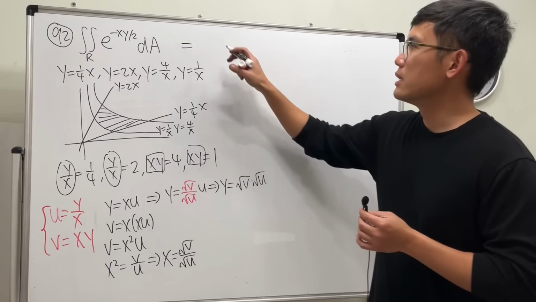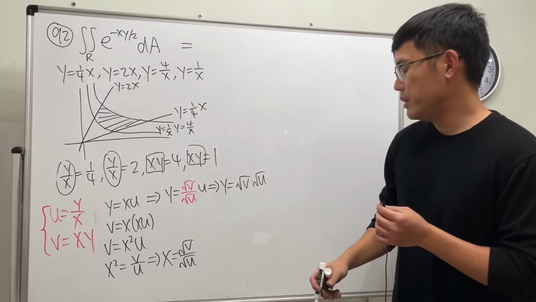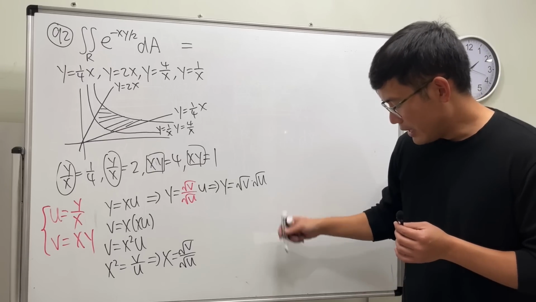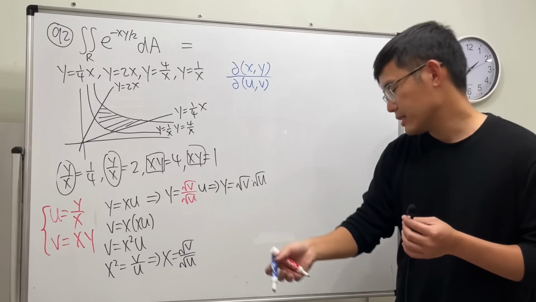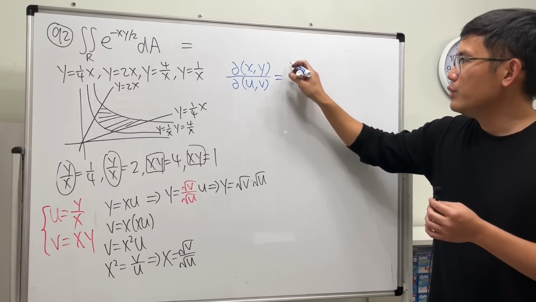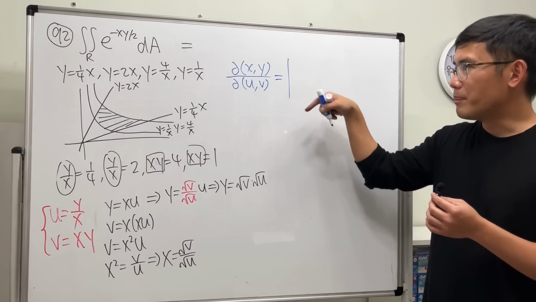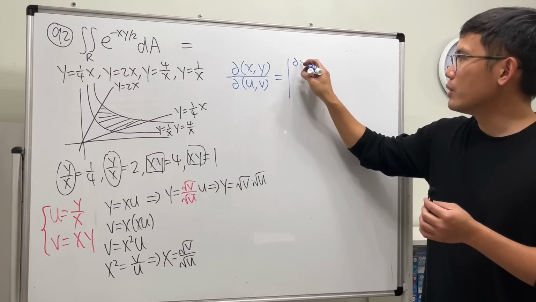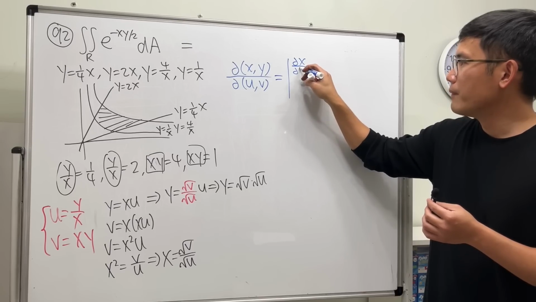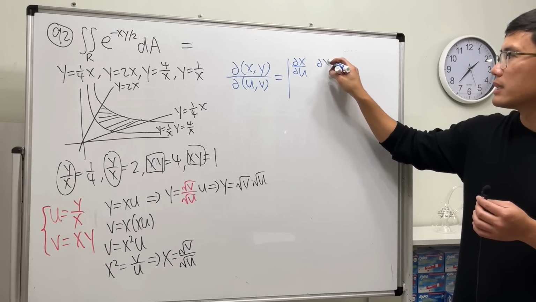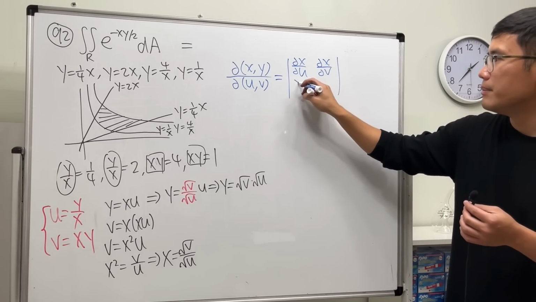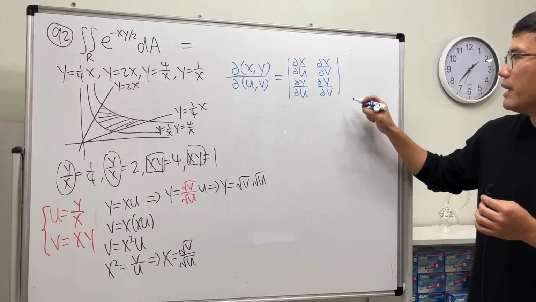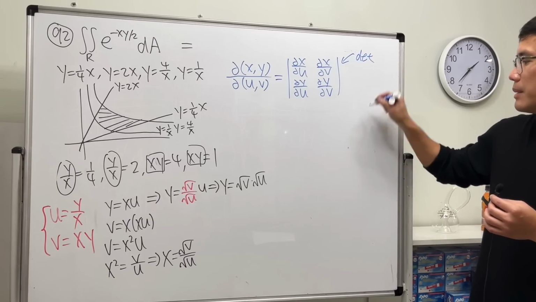What we want to do next is have this integral in terms of u and v after the transformation. To make that happen, we have to get the so-called Jacobian. Okay, this right here, use the determinant notation. Now this time, the bars are not the absolute value, it's just a determinant. So we will do partial x partial u, partial x partial v, and then partial y partial u, partial y partial v. And again, this is the determinant notation.